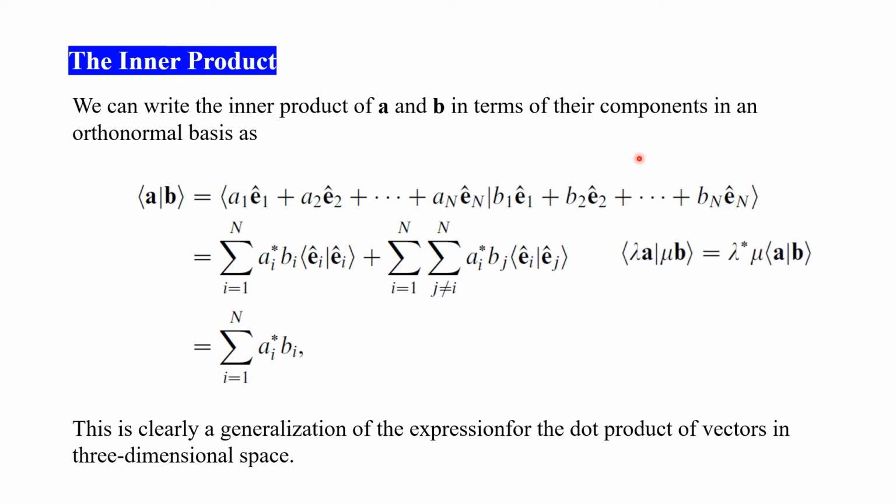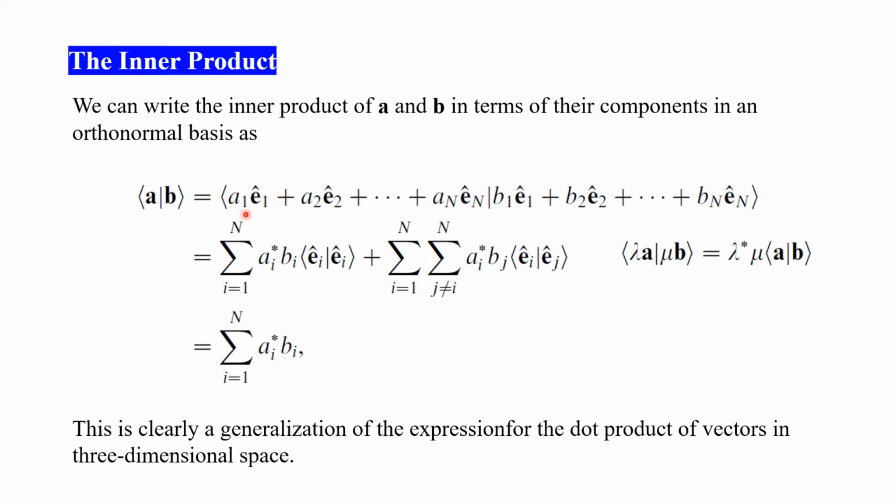And from this property of your inner product, you have ⟨λA | μB⟩ that's equal to λ* μ times ⟨A|B⟩.